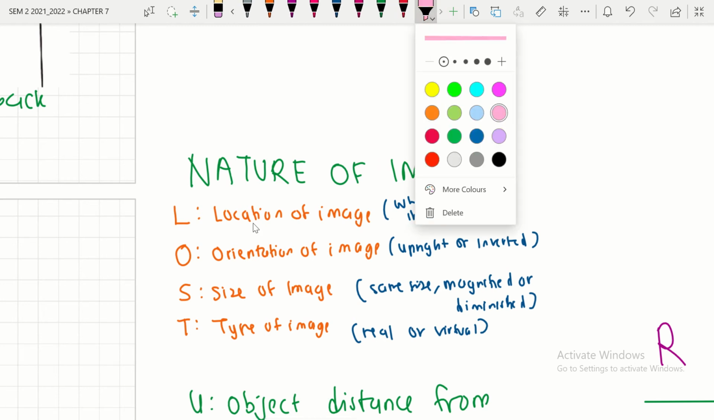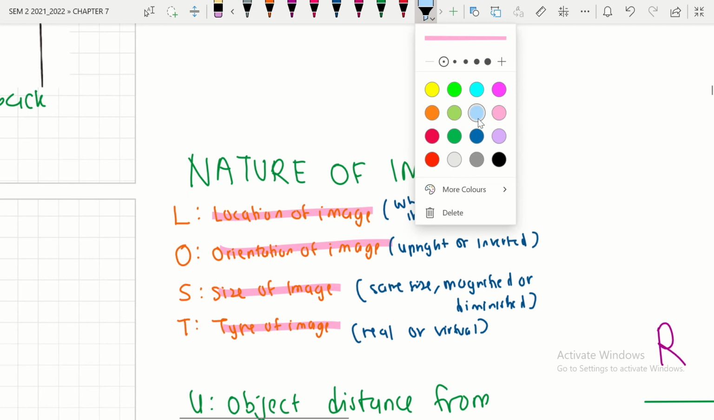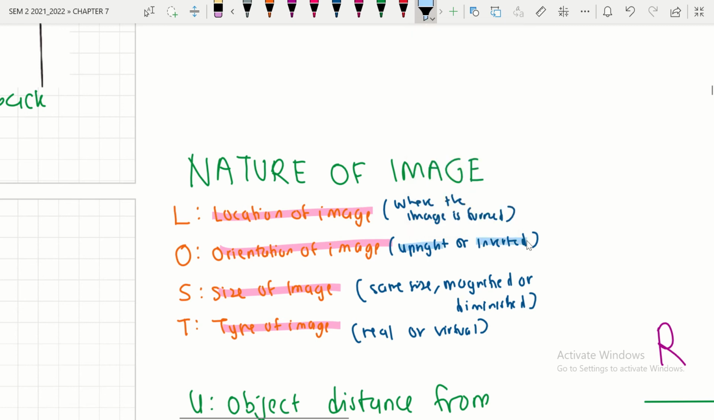Okay, dia adalah orientation of image, location, orientation, size of image dan juga type of image. Jadi whenever we already have the image, awak kena tulis karakteristik dia, awak kena ada keempat-empat ini: location, orientation, size dan type of image. Location maksudnya dekat mana image tu is formed, where the image is formed. Kalau orientation, awak kena tahu sama ada dia adalah upright ataupun inverted. Okey, menegak ataupun terbalik. Kalau size of image ada 3, sama ada dia same size, magnify ataupun diminish. Kalau type of image ada 2, real ataupun virtual.